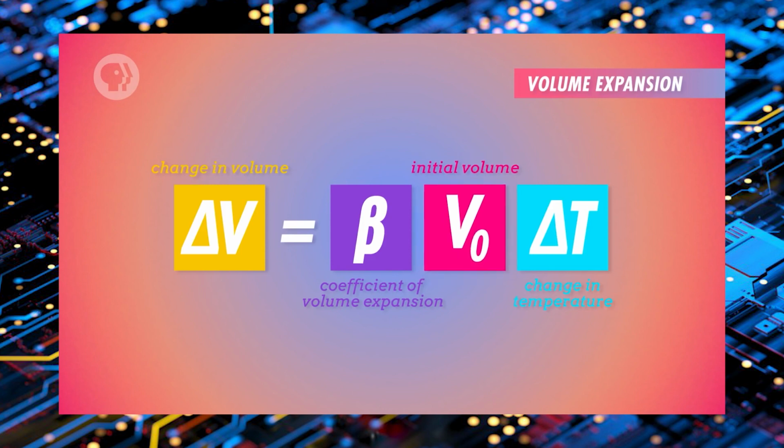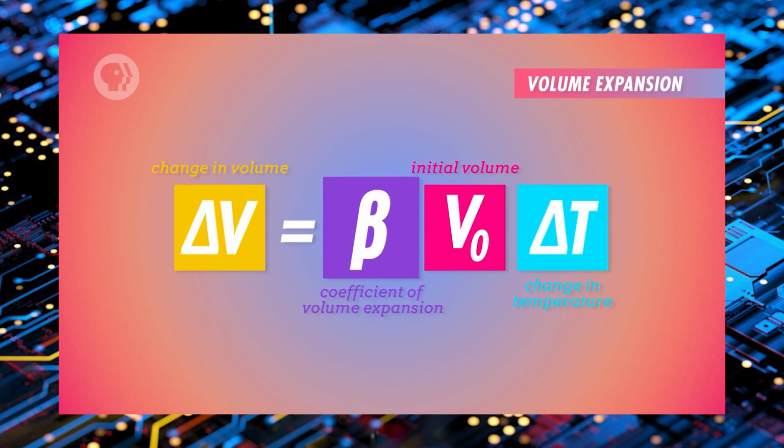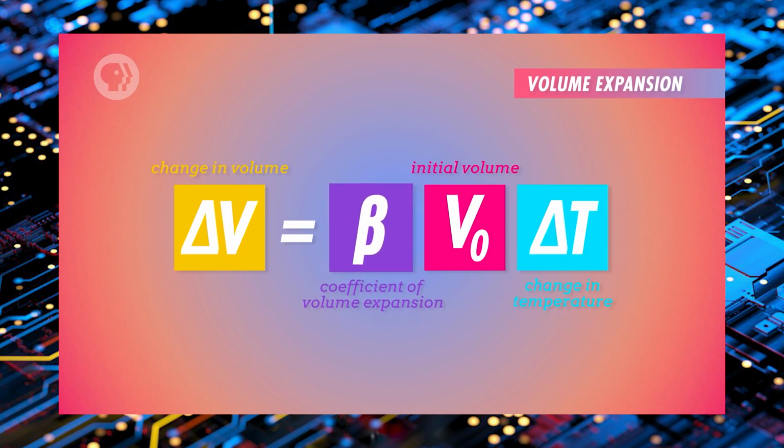As with linear expansion, the bigger the object is in the first place, the more it'll expand or contract. And a greater temperature change will lead to a greater change in volume. Finally, the volume change depends on how much of a tendency any particular material has to expand or contract. That's its coefficient of volume expansion, represented by the Greek letter beta.